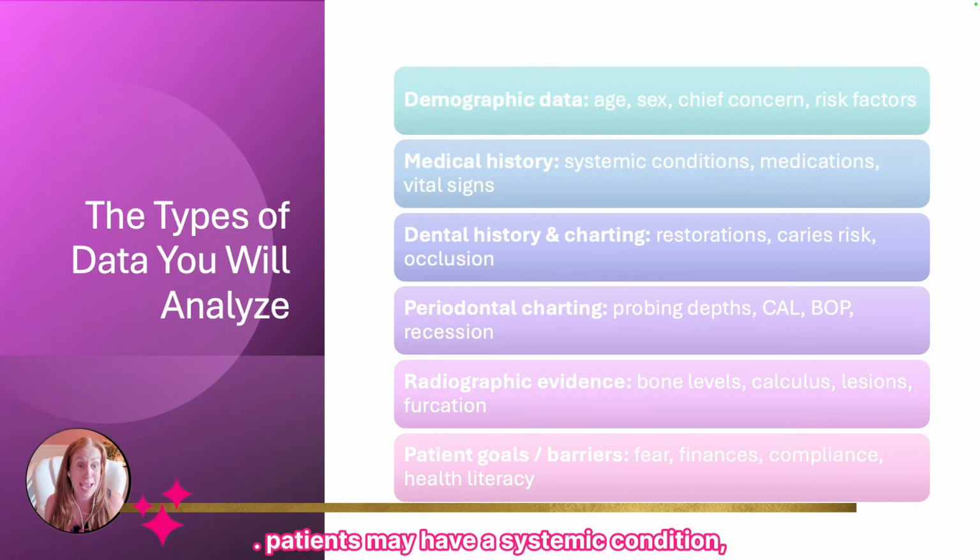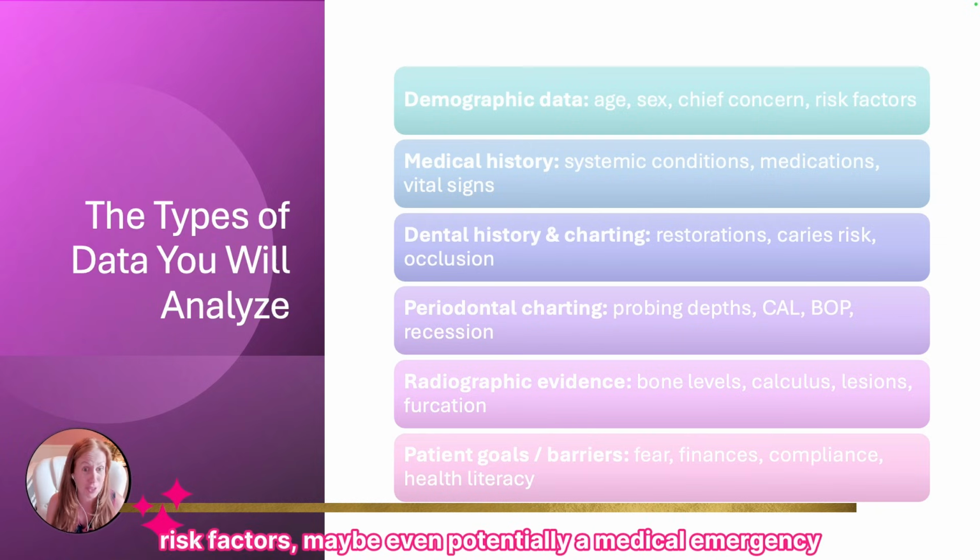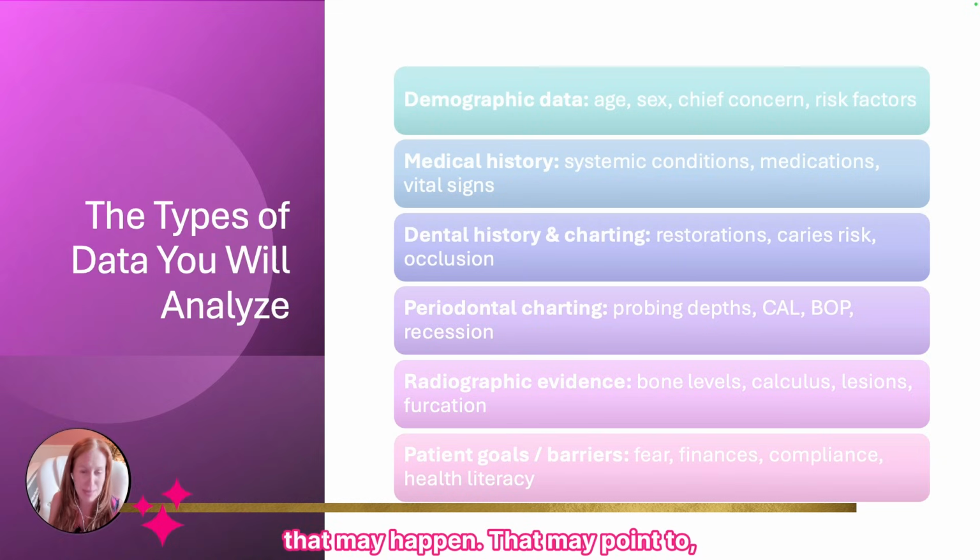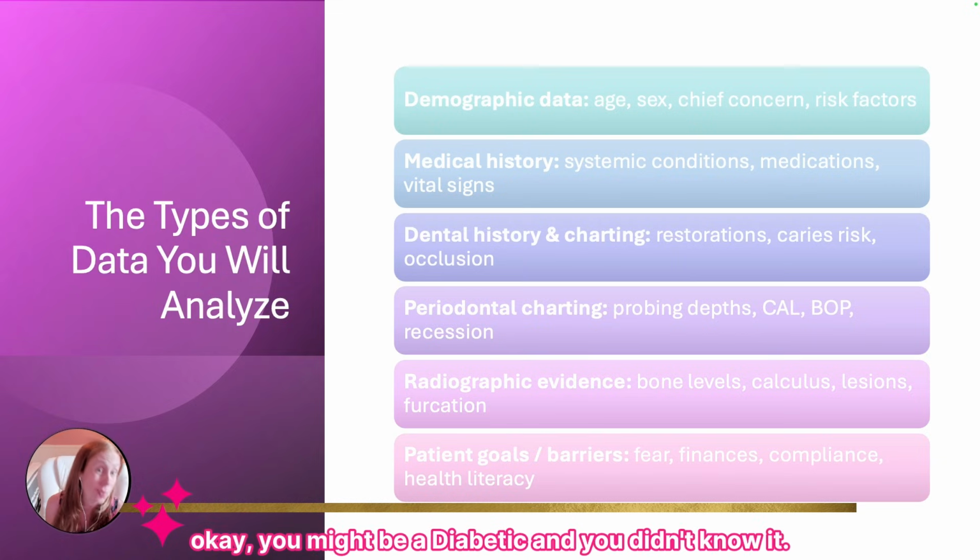Patients may have a systemic condition, but they don't know they have it. So we can see this in underlying conditions, risk factors, maybe even potentially a medical emergency that may point to, okay, you might be a diabetic and you didn't know it.